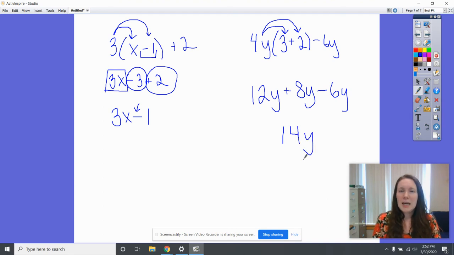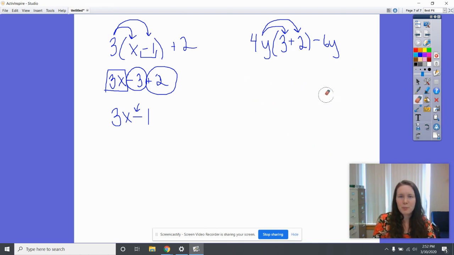Cool. Okay, now let me show you that I said that there are a couple ways to solve this. The other way we could have solved this, which you don't have to do, but I just want to show you so you know. What we could have done instead of distributing first is, because PEMDAS tells us to do the stuff in the parentheses first, because these are both like terms, I could add them first.